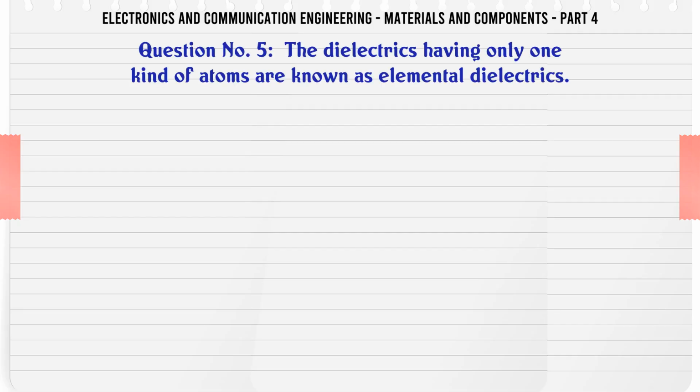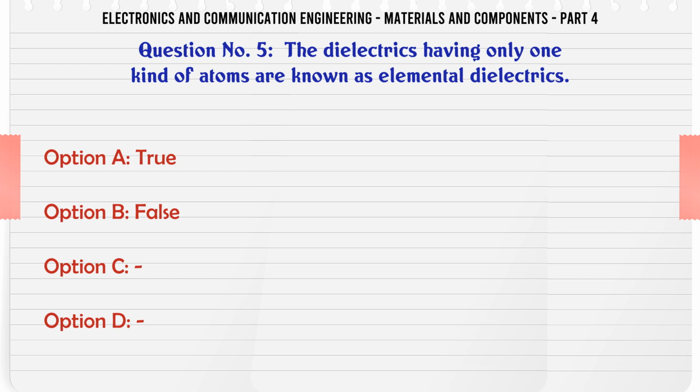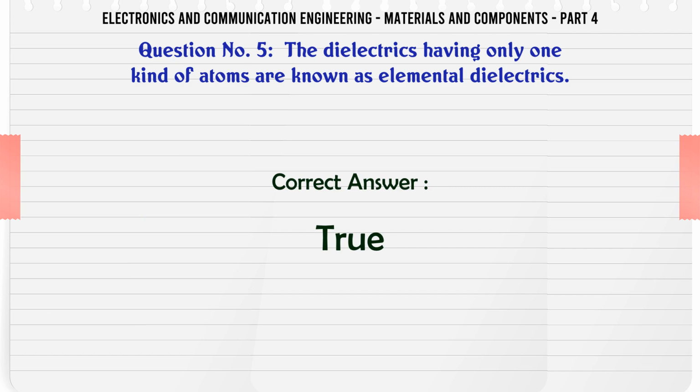The dielectrics having only one kind of atoms are known as elemental dielectrics. A. True. B. False. The correct answer is true.